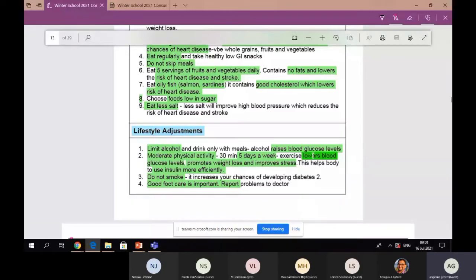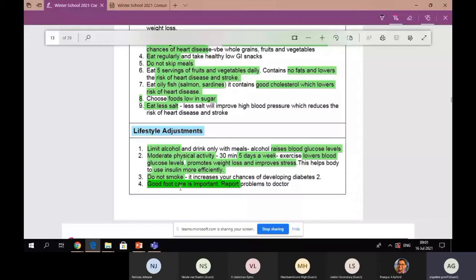Why is exercise important? Because it lowers blood glucose levels. It also promotes weight loss and improves stress, but it also helps the body to use the insulin more effectively when you exercise. Okay? Then do not smoke, as it increases your chance of developing diabetes too. And then good foot care is important there.